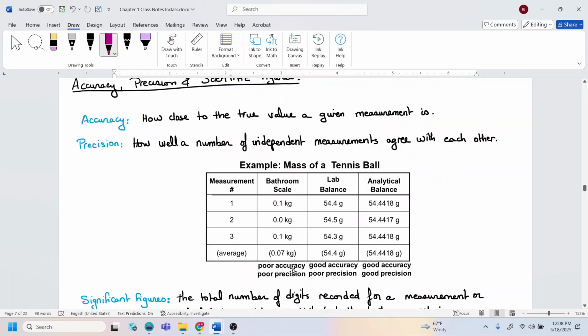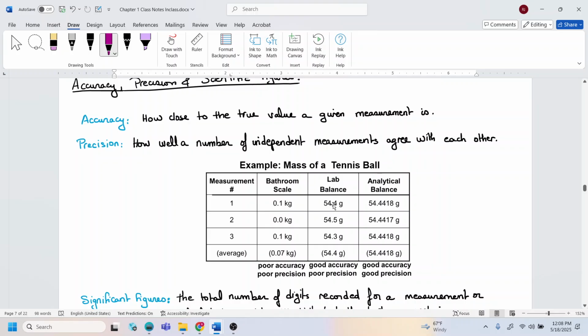So it's poor accuracy, and at the same time, it's poor precision because all of these are different. All of these different measurements, they are completely different. So it's both poor accuracy and poor precision. So that is a simple bathroom scale.